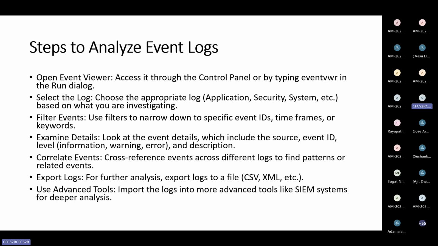Then correlate the events. It's very important that as a forensic examiner, you correlate the events, that is, cross-reference events across different logs to find patterns or related events. So if you have the Windows event log, try to correlate with the firewall logs, try to correlate with the SIEM, your SOAR, or the UBA. So try to correlate the events.